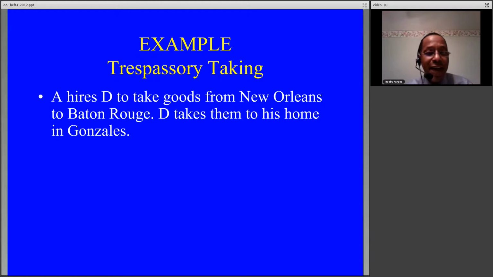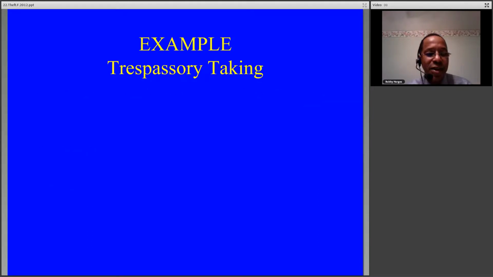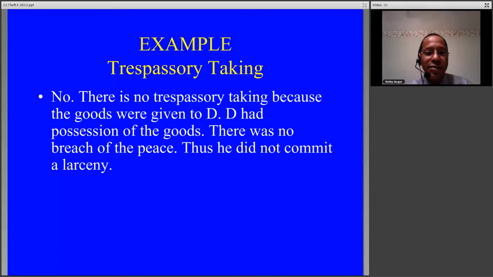Let's look at an example here. A hires D to take goods from New Orleans to Baton Rouge. D decides to take the goods to his home in Gonzales. In other words, to keep them and not transport them as agreed. Is this larceny? What do you think? Yes or no? Well, let's take a look.